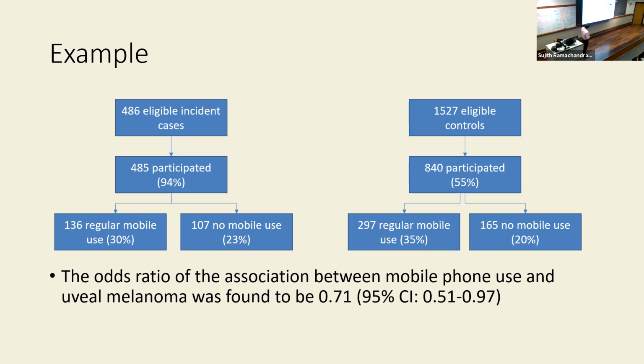And out of that, 30% used their mobile phones regularly, and 23% did not use their mobile phones at all. And the rest of them had some varying degree of intermittent mobile phone use, but they did not want to include them in the study, so they excluded that middle group.